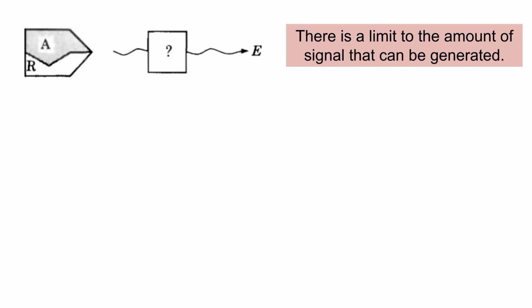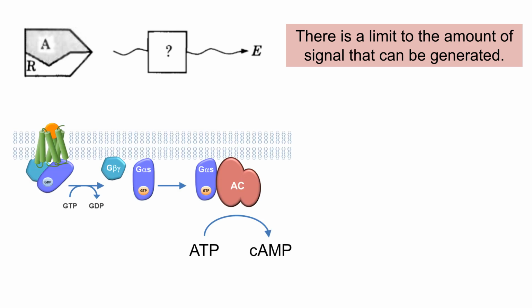The second assumption is that there is a limit to how much signal the receptor can stimulate. We can explain this with our cyclic AMP mechanism here. There is only so much cyclic AMP that the system can produce, because there's only so much G protein, there's only so much adenylyl cyclase. We could increase the receptor as much as we want, but at some point we reach a ceiling where the receptor concentration is sufficiently high that it saturates the signal transduction machinery. There is a physical limit to how much signal that the signal transduction system can generate.